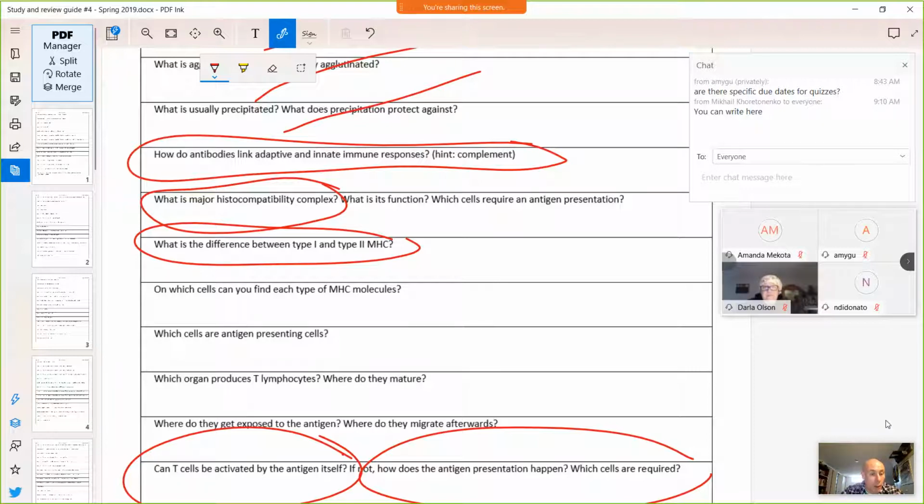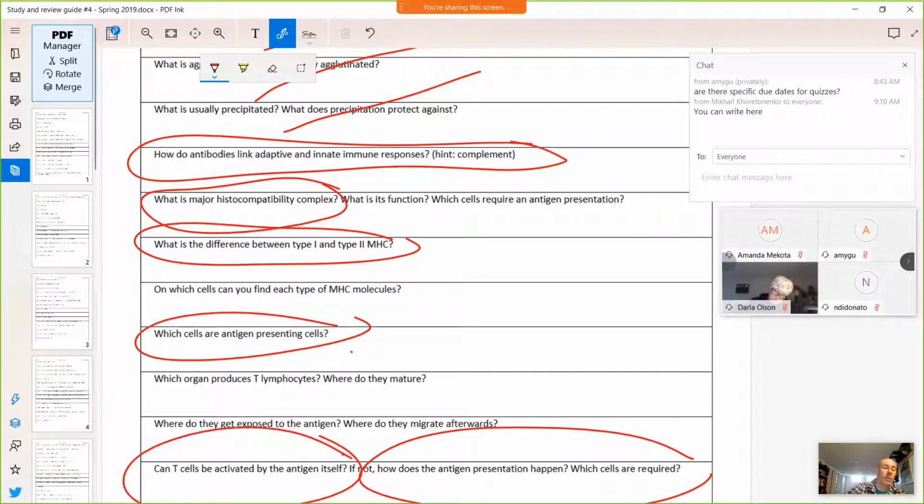So antigen-presenting cells: B cells, macrophages, dendritic cells. Dendritic cells are the most important antigen-presenting cells. So where can you find MHC again? Type 1 on all nucleated cells. Type 2 on antigen-presenting cells. Antigen-presenting cells, therefore, have both type 1 and type 2.